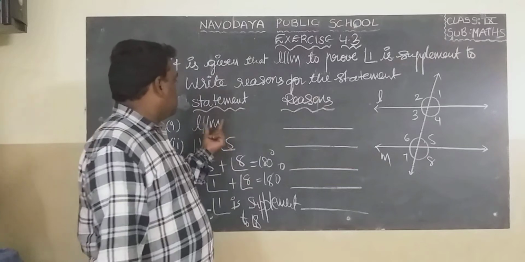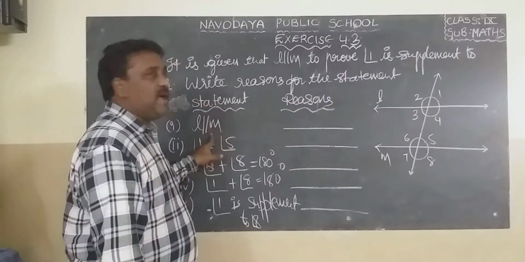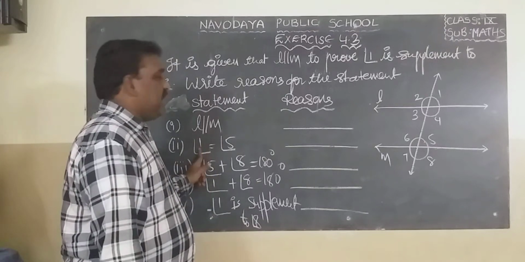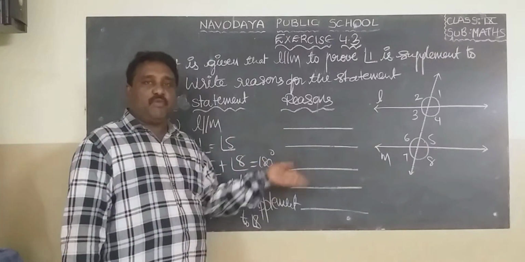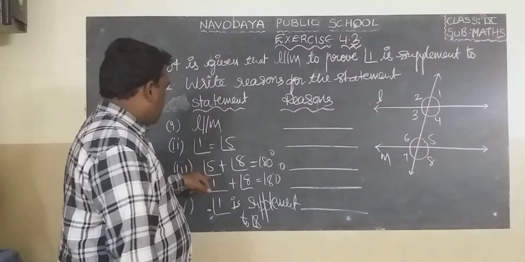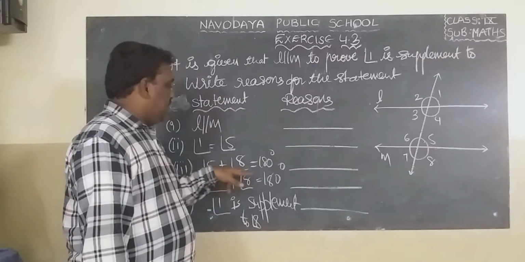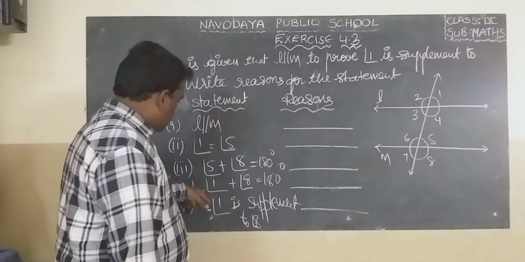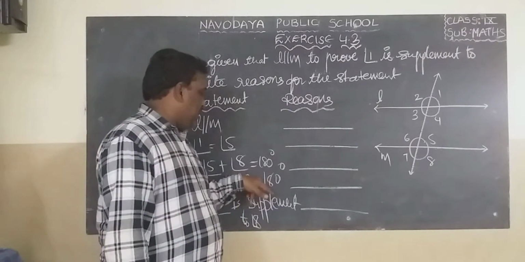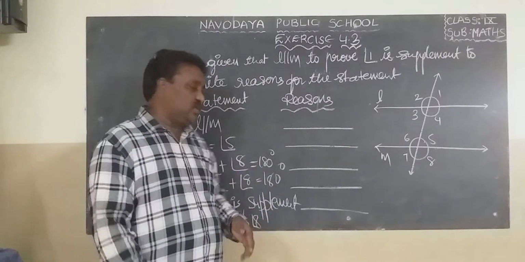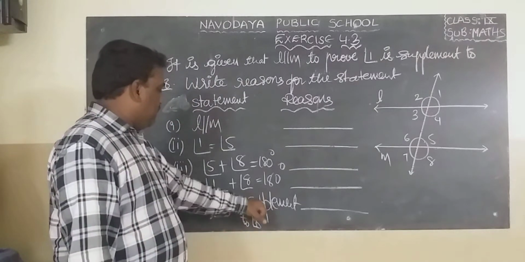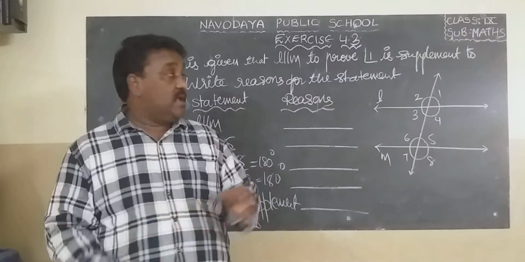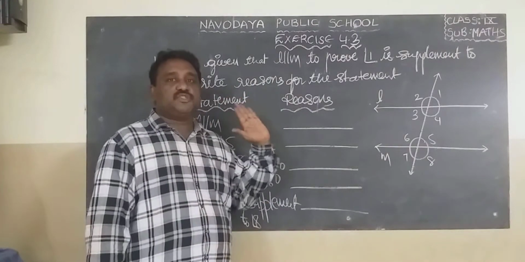So what is the first one? The first statement is L parallel to M. Write the reason. Second one, angle 1 equal to angle 5. Why are they equal? Third one, angle 5 plus angle 8 equal to 180. Why is it so? Fourth one, angle 1 plus angle 8 equal to 180. How is it so? Fifth, angle 1 is supplement to angle 8. So totally 5 statements are given. Write the reason for every statement.